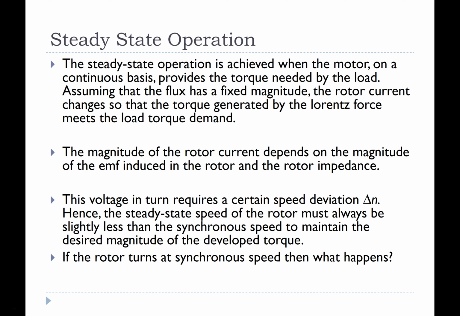Since the rotor is a fixed resistive circuit, it requires a larger EMF to be induced in the rotor. And this EMF is a function of the speed deviation. So this is the important part here. The speed deviation is what gives you the voltage in the rotor, which gives you the current, which gives you the torque. So this means that there must always be a deviation in the rotor speed to the stator speed.